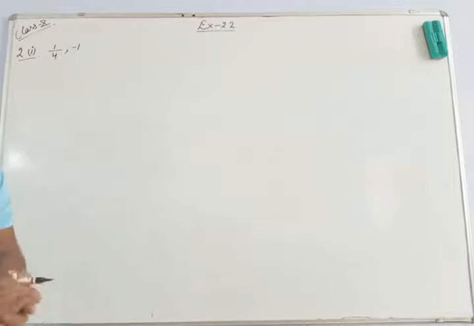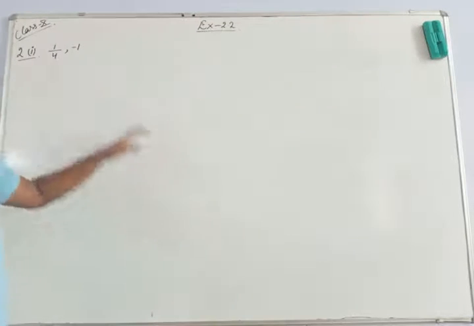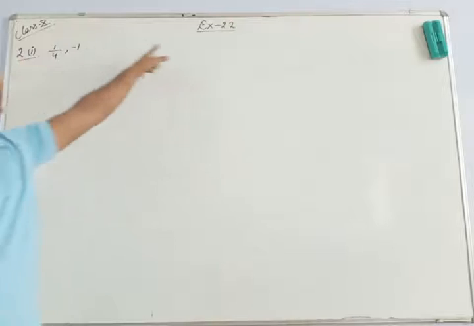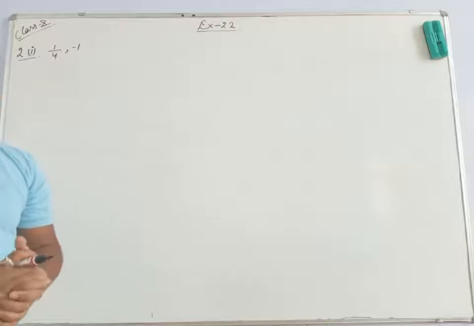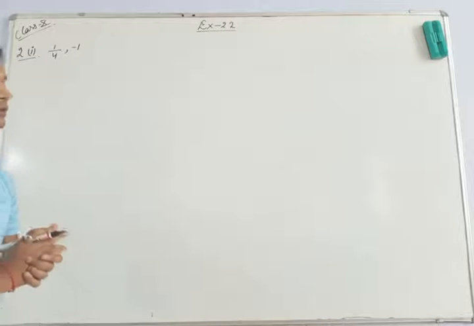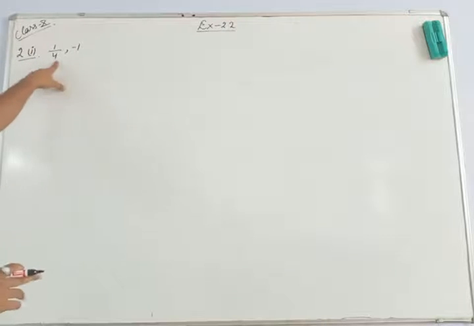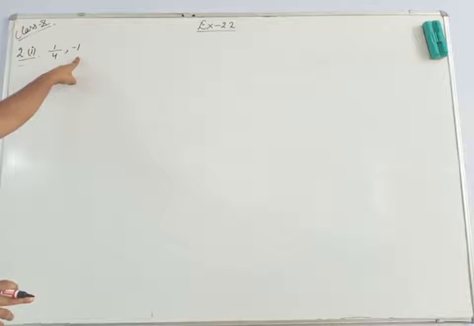Good morning, student. So here we are with our second question of exercise 2.2. The question says, find a quadratic polynomial in which the sum of the zeros and the product of the zeros are given. Means the sum of the zeros is 1 upon 4 and the product of the zeros is minus 1.